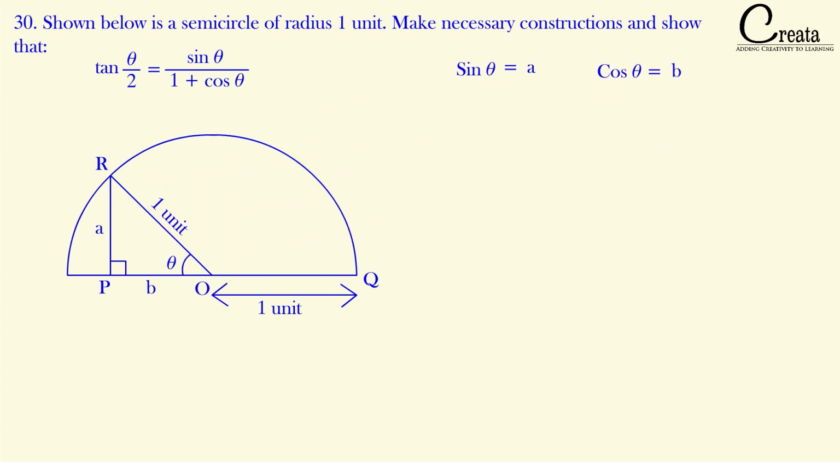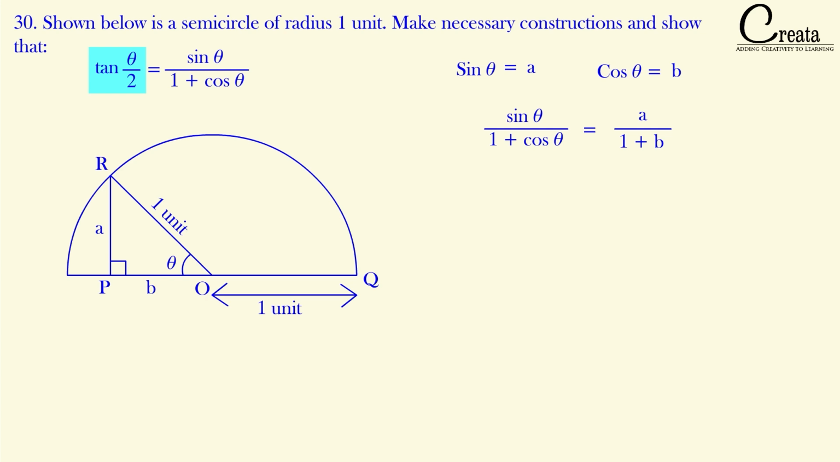Let's put it into the right hand side of the equation. The right hand side we got as A upon 1 plus B. So we got the right hand side. Let's work on the left hand side. Somehow, we have to prove that the left hand side, tan theta by 2, is equal to A upon 1 plus B. Let's see how we will do this.